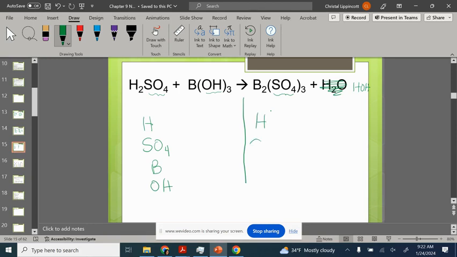Write down my inventory in the same order. See if you can balance this. Get your inventories written in and then see if you can get it balanced.